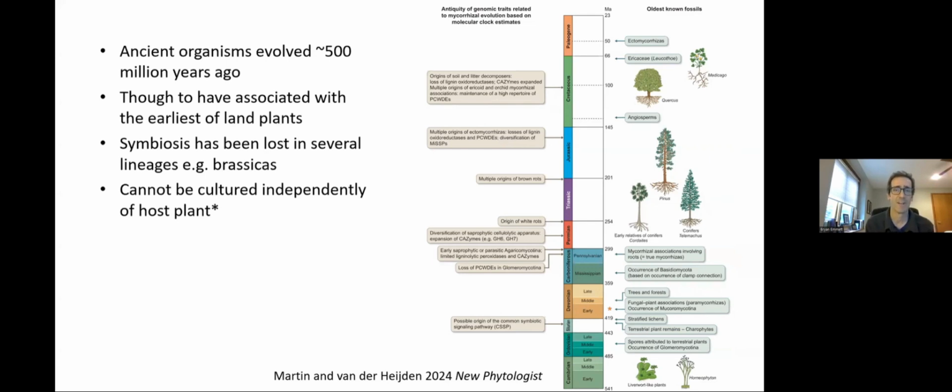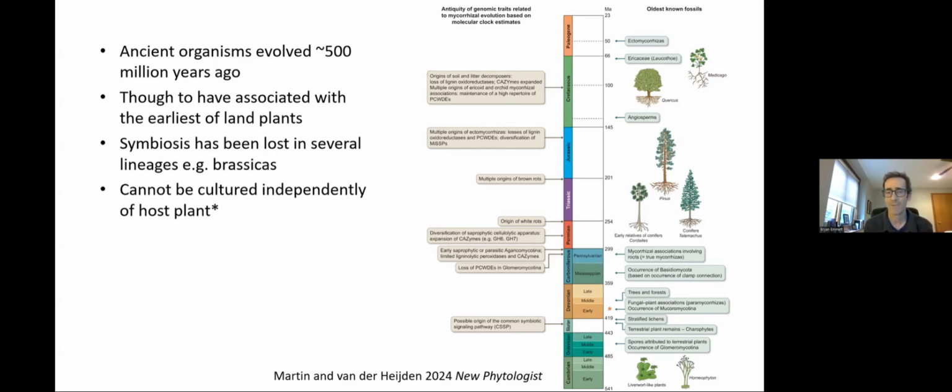Now, within this evolutionary history, AMF also lost a lot of the enzymes that they need to degrade organic matter and live on their own. And so they're dependent on the plant host. And the plants have evolved in symbiosis with them. Now, a couple of things to note. Because they're dependent on the plant host, we can't culture these organisms independently of the plant. So we have to set up co-culture systems.